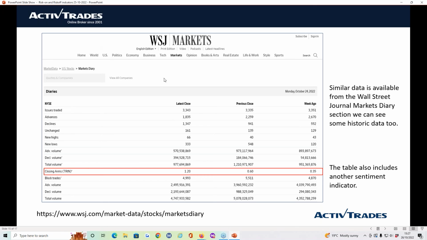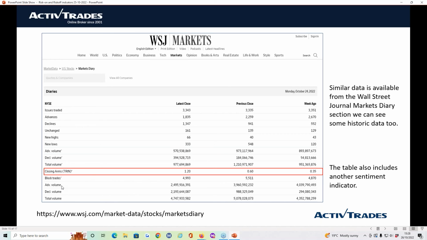Again, it's a very similar setup: number of issues traded, number of issues advancing and declining, number of issues unchanged. What we also get is a comparison between the most recent closing data, the prior close, and the data from a week ago. So we're able to get a perspective from this data. For instance, if we're looking here at the volume traded, you can see 977 million here, 1.2 billion the prior day, and 950 odd million from the previous week.